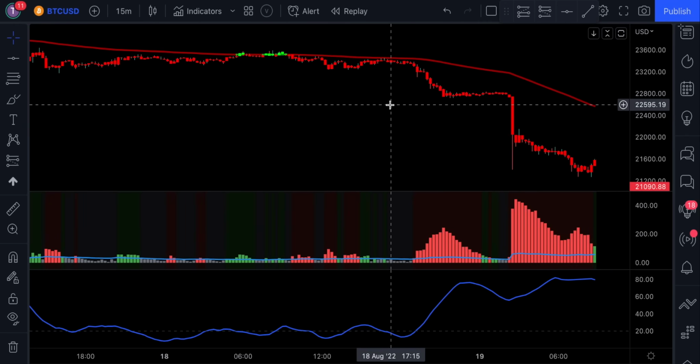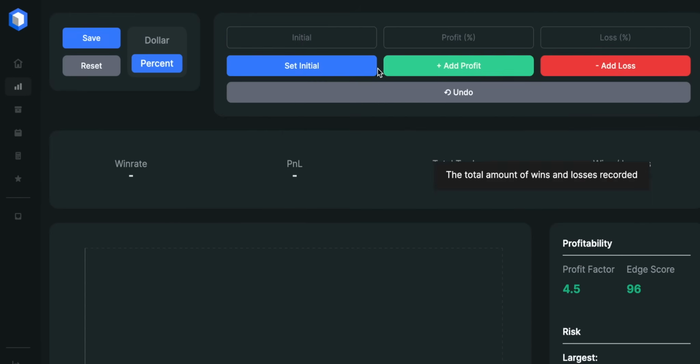Now let's backtest our strategy 100 times and see how well it performs in different market conditions. For my backtesting, I will set my initial account size at $1,000 with 2% risk per trade and 1 to 1.5 risk reward ratio.